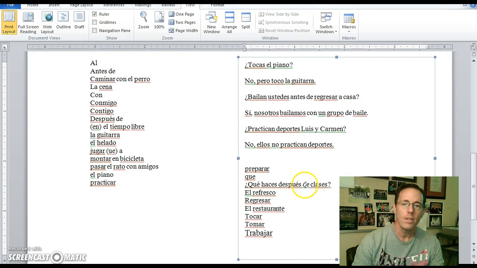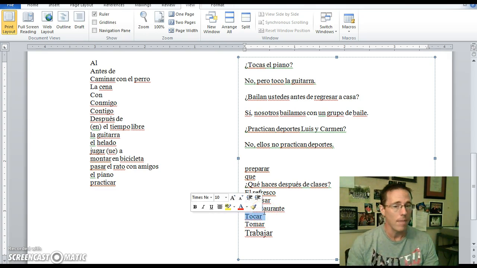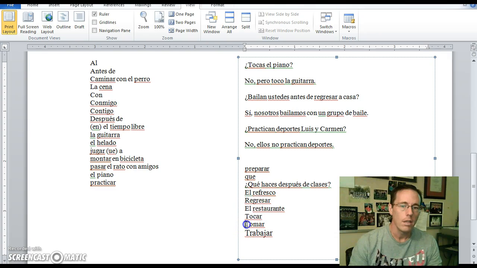¿Qué haces después de clases? What do you do after class? El refresco is a refreshment, pop, soda. Regresar is to return. El restaurante, the restaurant. Tocar, to play an instrument, not to play a game. Tomar is to drink. It's another word that means to drink.